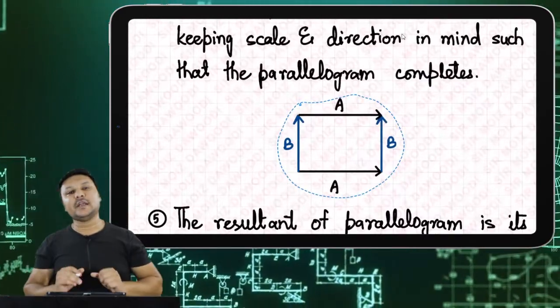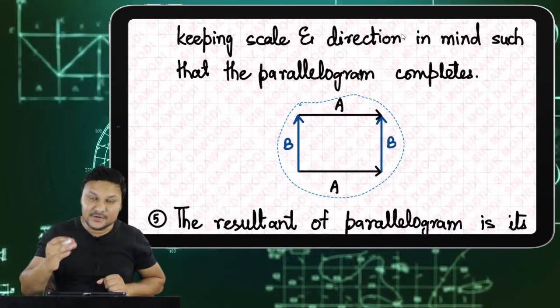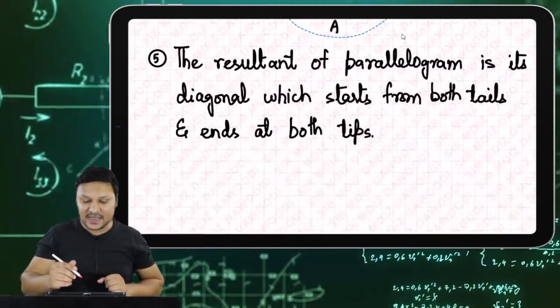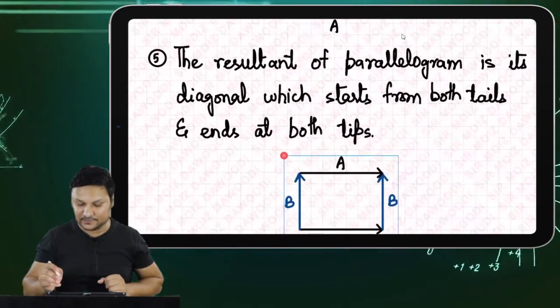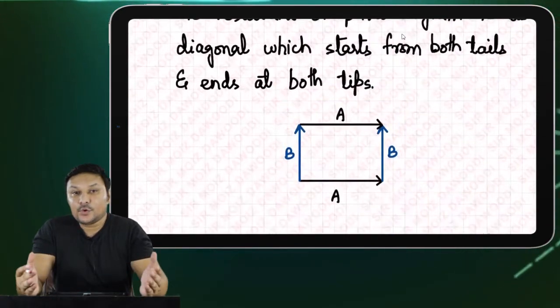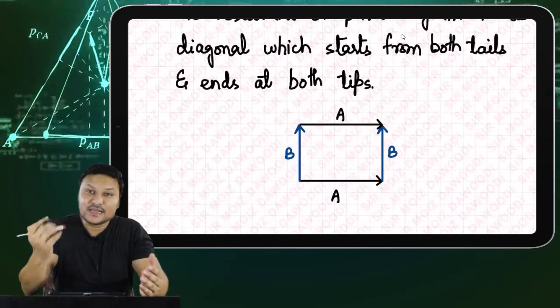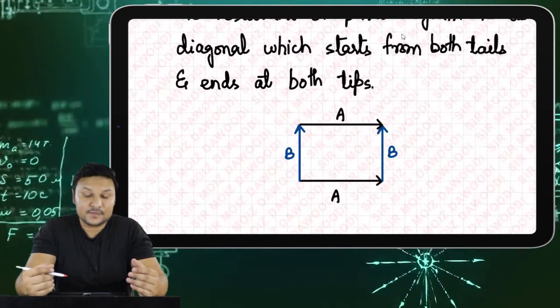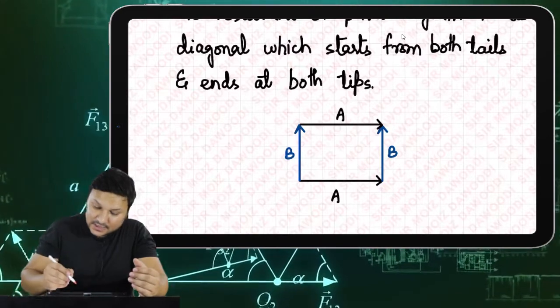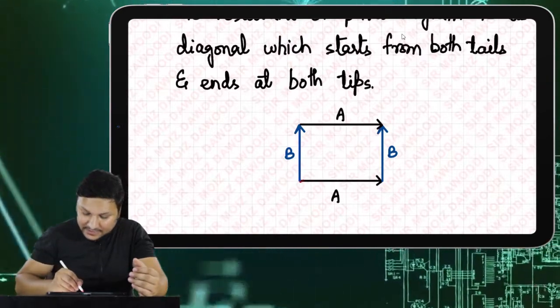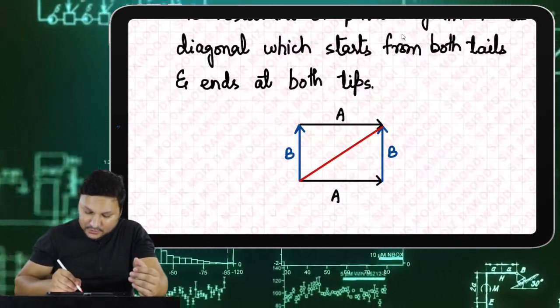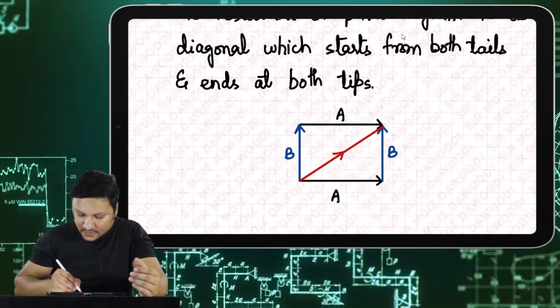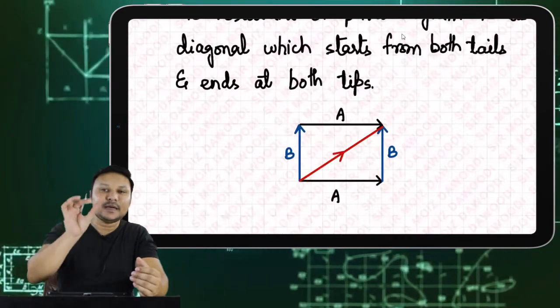Now, here comes the part related to the resultant vector. And in parallelogram method, the resultant is basically the diagonal of parallelogram. But wait a minute, parallelogram has two diagonals. So which diagonal can be the resultant vector? The diagonal which starts from both tails and ends at both tips, and you should represent this diagonal by making an arrow in the middle.